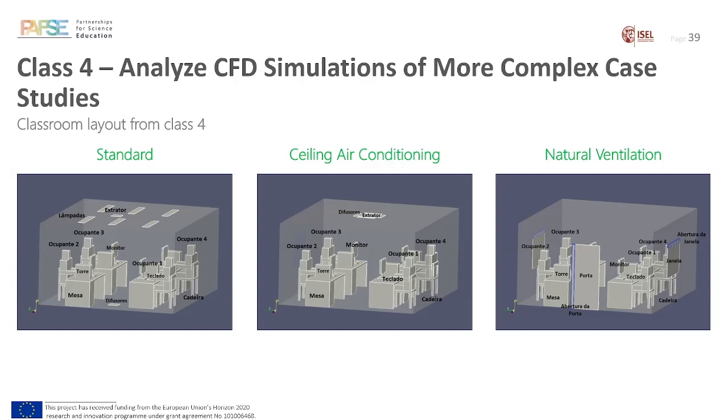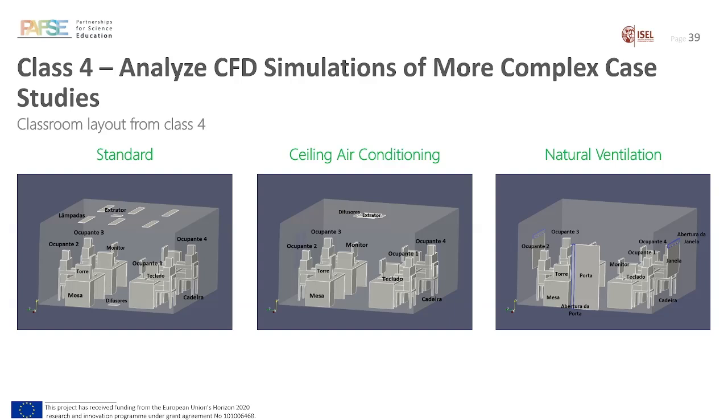Because in class 4, we want students to analyze how different room configurations can influence the particle spread. So in class 3, they saw how different breathing regimes can influence the particle spreading. In this case, we want them to analyze how different room configurations can influence particle spreading. So we have 3 different room configurations.